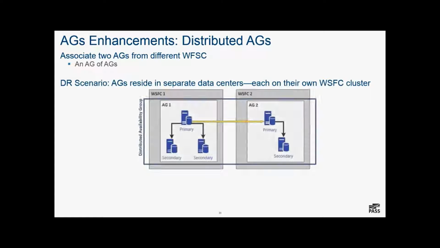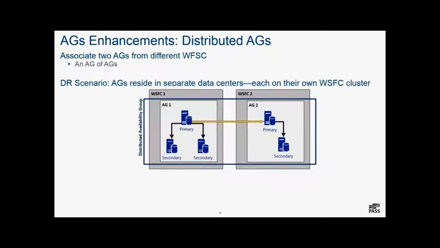Distributed AGs. Some of you who work with availability groups or other kinds of HA may be familiar with Allan Hirt. He's a big fan of these. He works in a lot of big complex situations. Many of us, for a lot of our implementations, will never implement these. But for those of us who have multiple data centers, we now have the option to create what is basically an availability group of availability groups. And the architecture looks something like this.